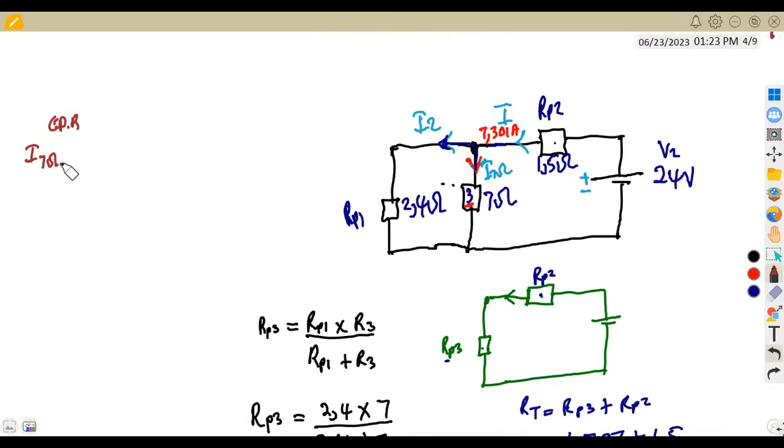This is for the first circuit, so you can just write it as I1 is equal to... for current, you use the opposite resistor. For the one that you're calculating, the current is this one. So you use the opposite resistor on top. So this is going to be RP1 over the sum of the resistors which the current is being shared to.